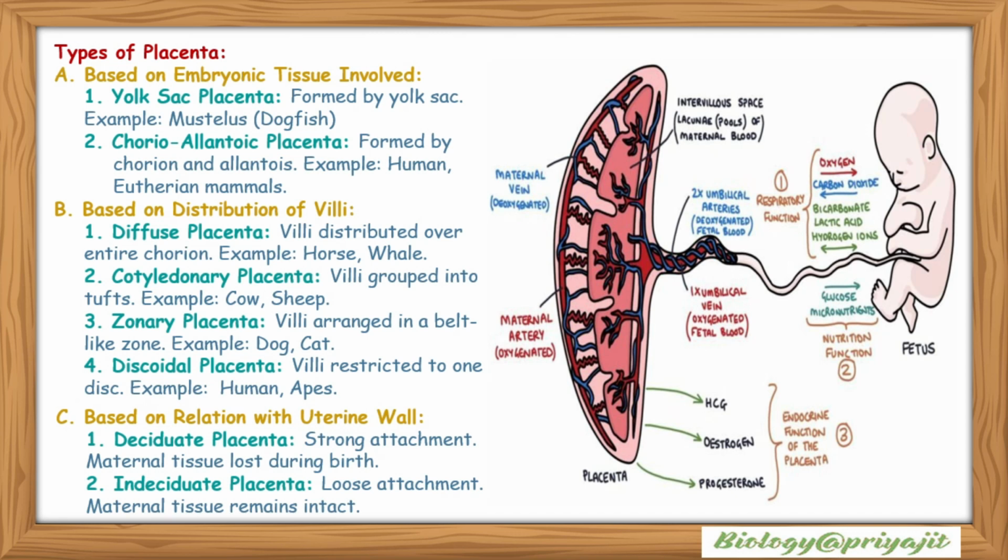Discoidal placenta, villi restricted to one disc. Example, human and apes. Based on relationship with the uterine wall: deciduate placenta, it has strong attachment. Maternal tissue is lost during birth. In non-deciduate placenta, there is loose attachment and maternal tissue remains intact. This is the image showing the structure and exchange of placenta.